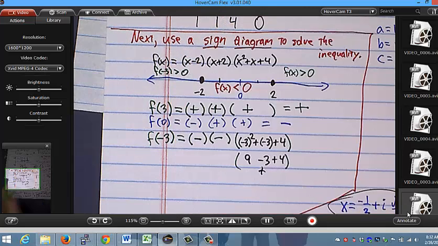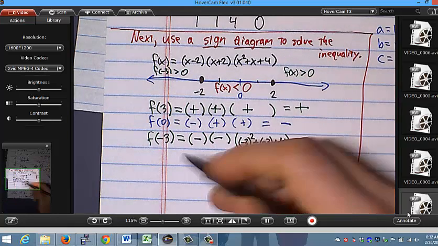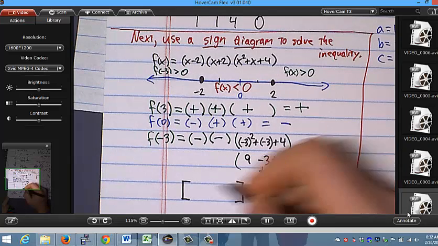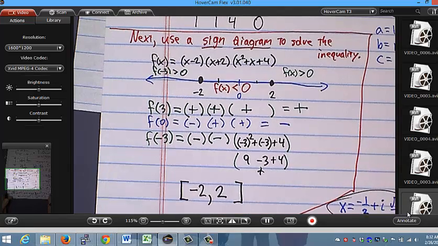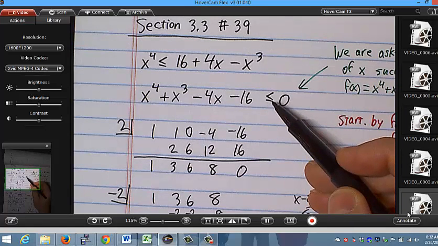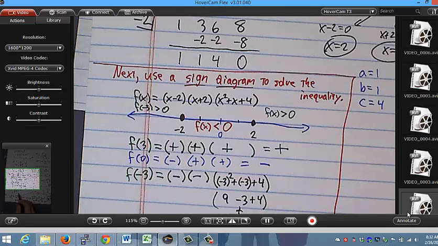So we do all that work, we have the sign diagram, and we say, where is the function smaller than or equal to 0? And what's the answer? They say use interval notation. So I'm going to use a closed interval from negative 2 to 2. And why did I use a closed interval? Because the original problem said less than or equal to, right? And we know that 2 and negative 2 make it equal to 0. So that's why you include those endpoints.